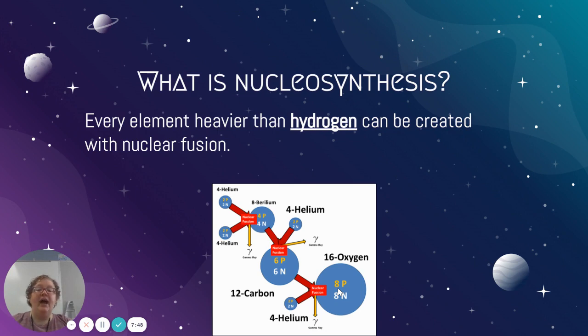Every element heavier than hydrogen can be created with nuclear fusion. So the hydrogen in the universe came from the Big Bang. All of the elements heavier than hydrogen were created through this process of nuclear fusion.